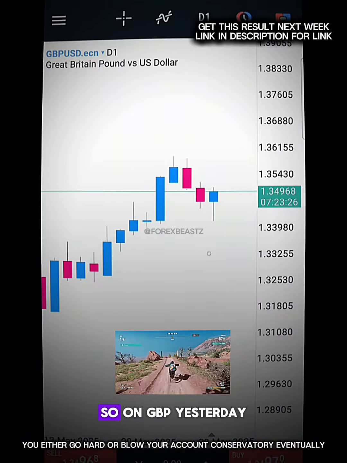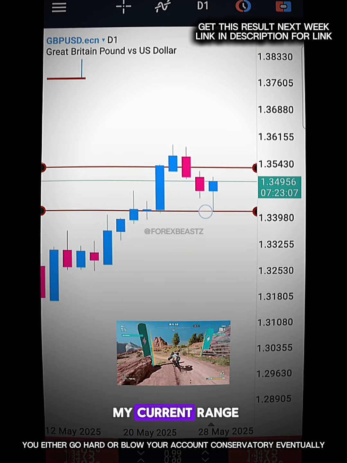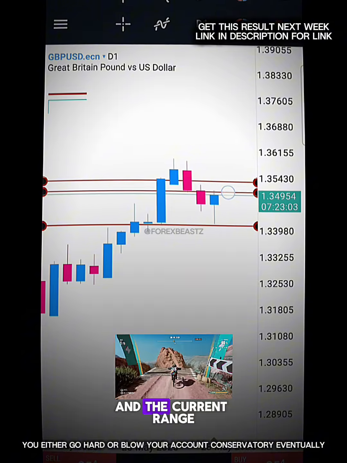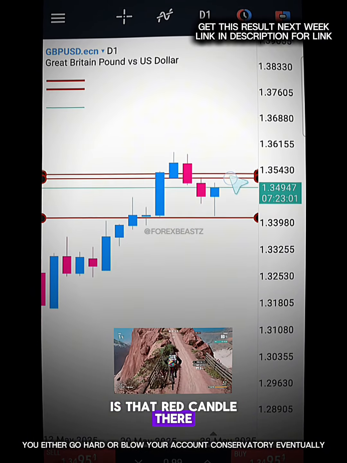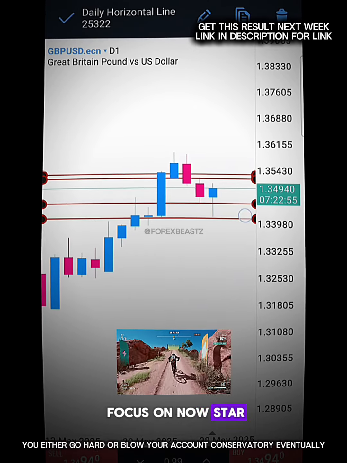Just imagine. So on GBP USD, I marked my overall range and then I marked my current range. So the overall range is that blue candle there, and the current range is that red candle there. So I marked both of them, and what I want to focus on now is that current range.